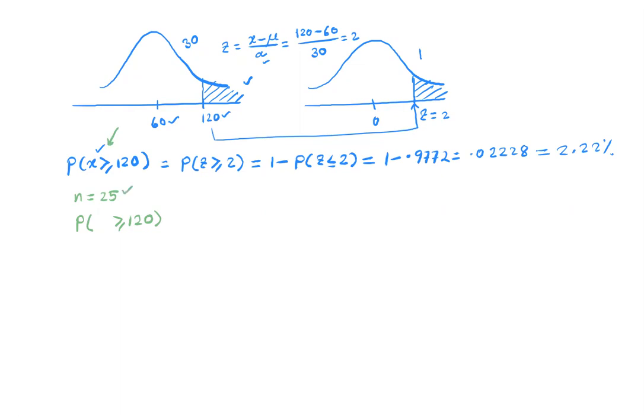So what symbol should I be using here? I used X over there because it was one person. Now I'm talking about 25 people. What should I be using?